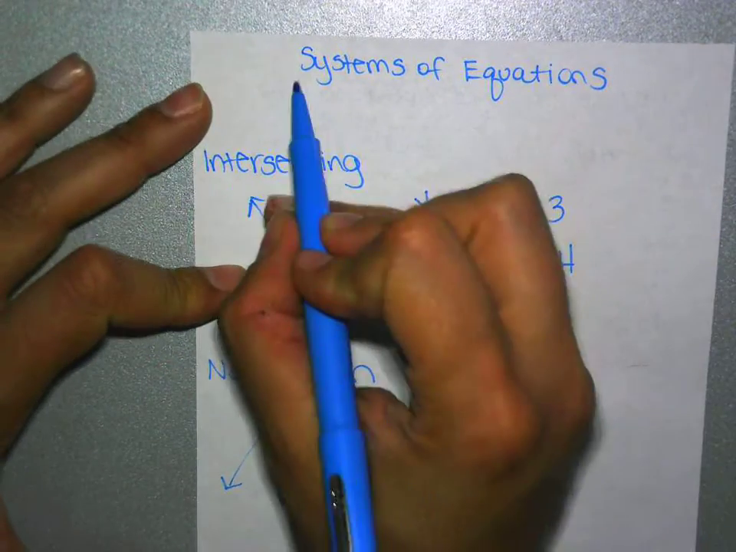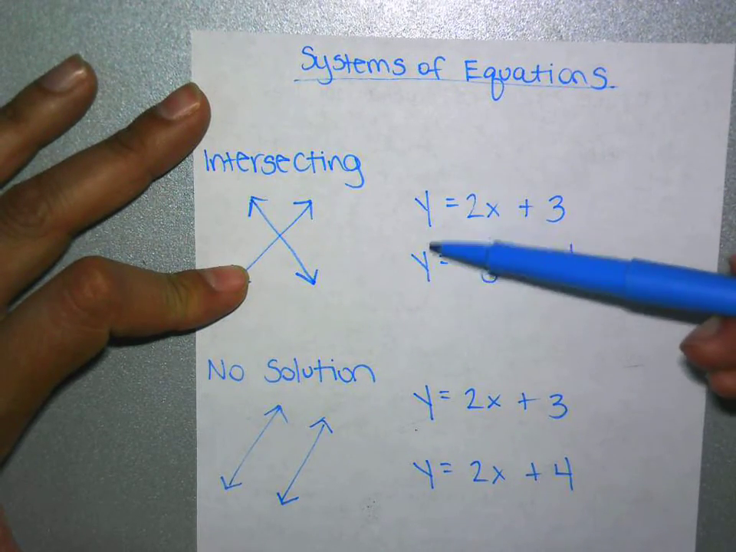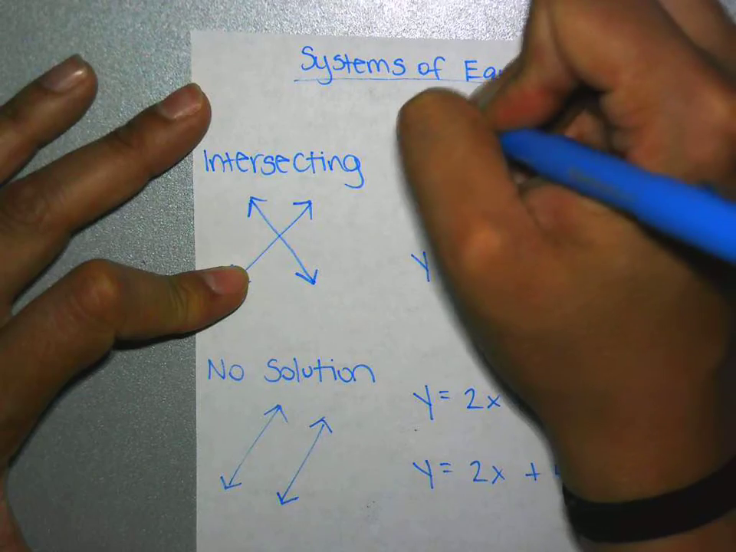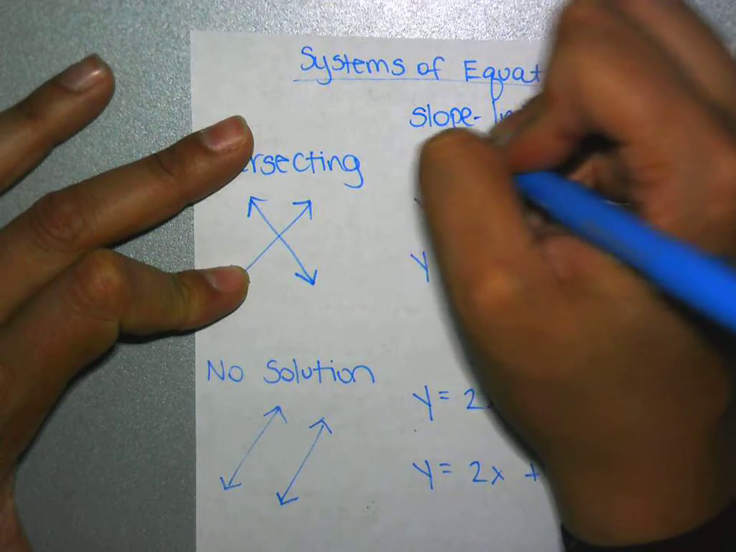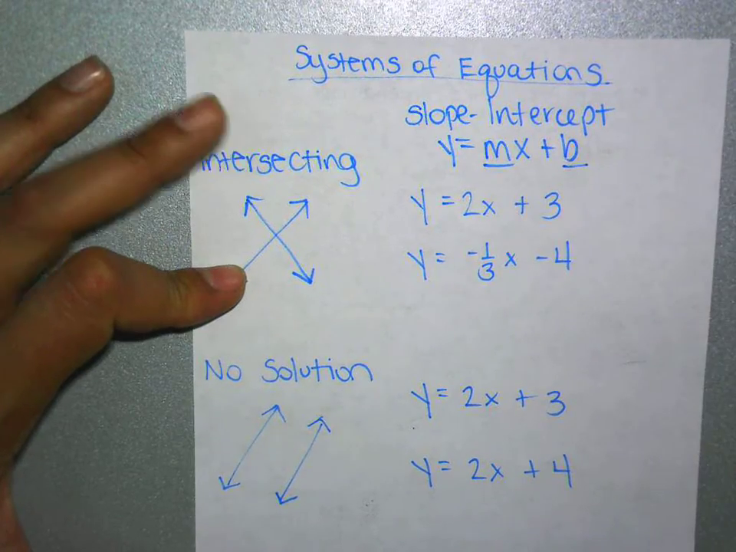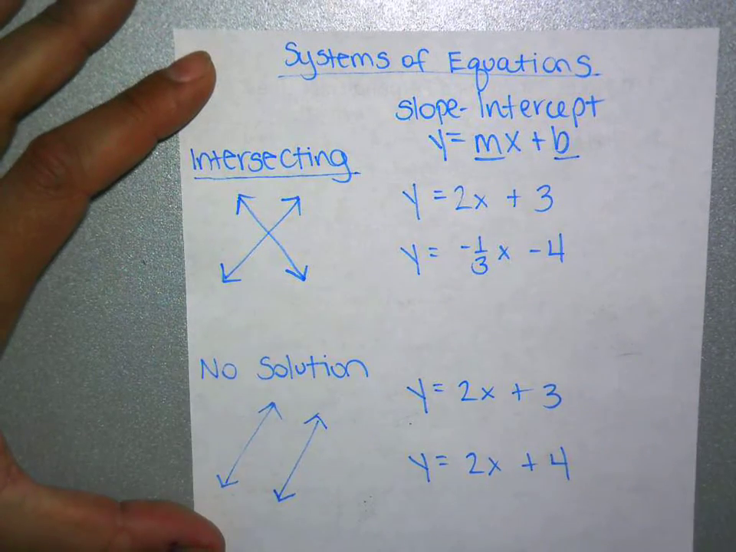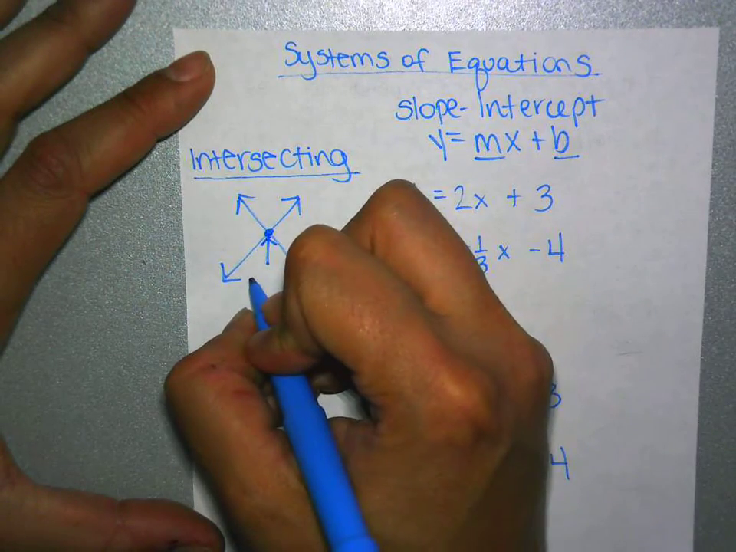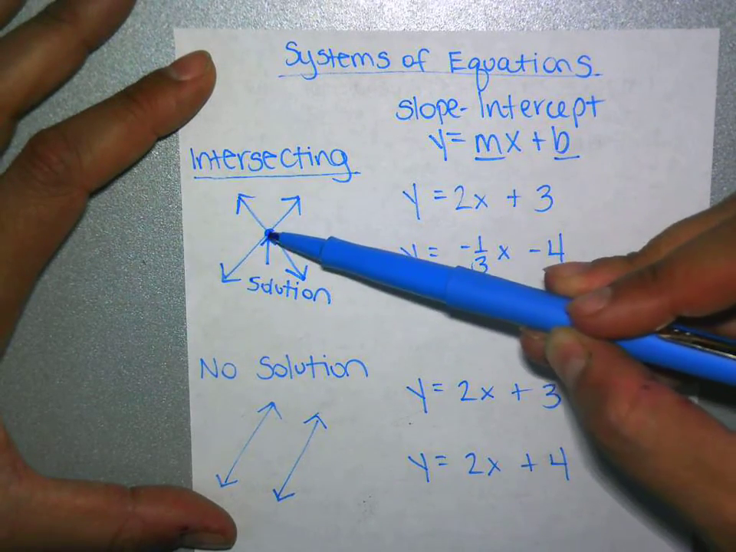So in Unit 5, we learned about systems of equations. A system is when there is more than one equation, like you see here. Note that they're both in slope-intercept form, which is y equals mx plus b, where m is our slope and b is our y-intercept. So the first system that we learned was about intersecting lines, and we said that wherever intersecting lines touch, this is the solution. So we constantly tried to figure out where are the lines touching.